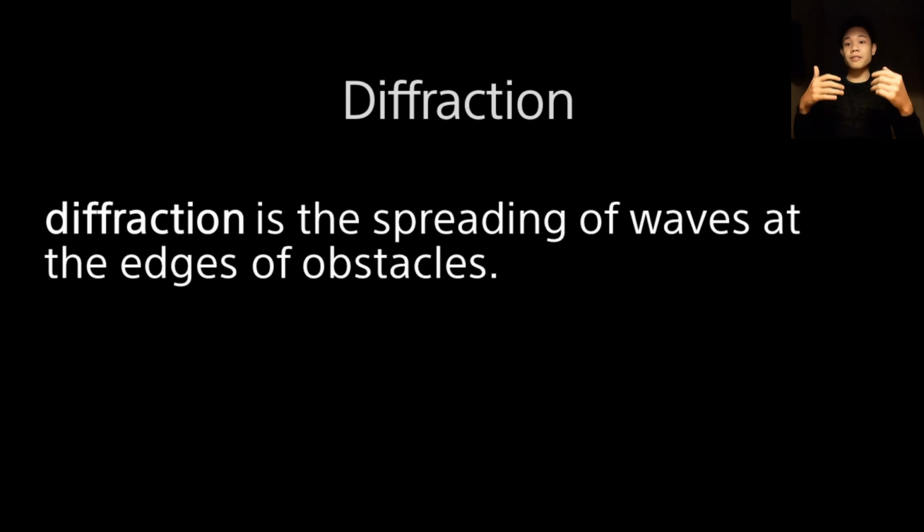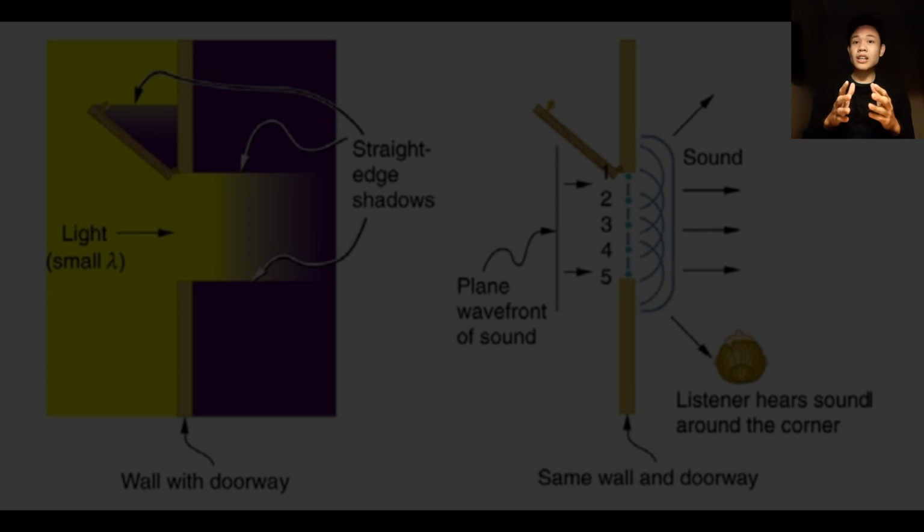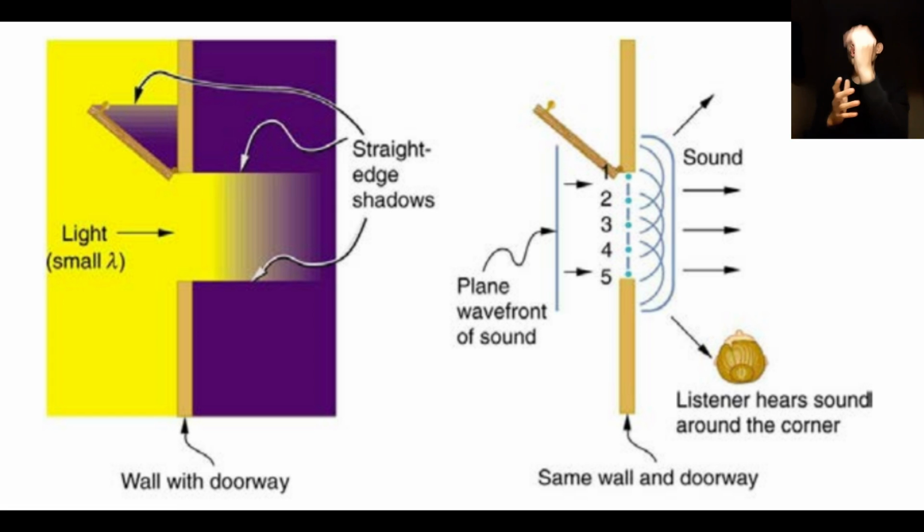After that, we have diffraction. Diffraction is the spreading of waves at the edges of obstacles. What happens when a wave passes through an opening, such as light shining through an open door into a dark room? For light, we expect to see a sharp shadow of the doorway on the floor of the room.